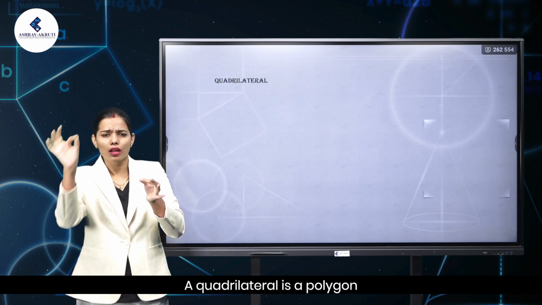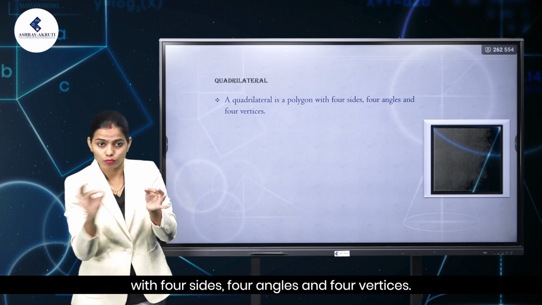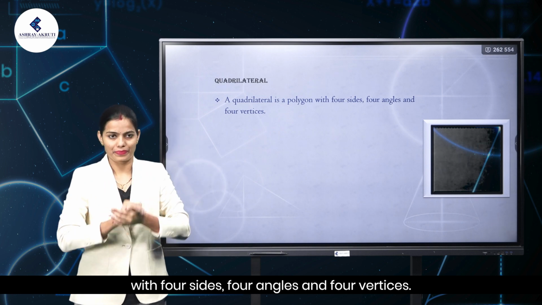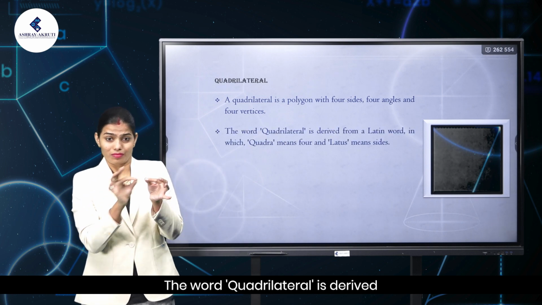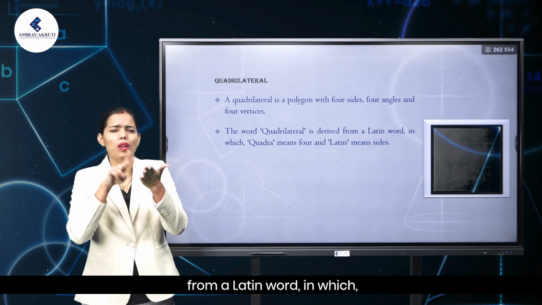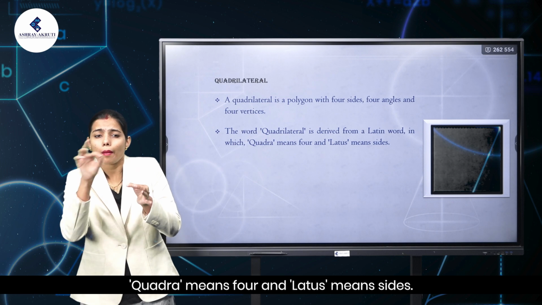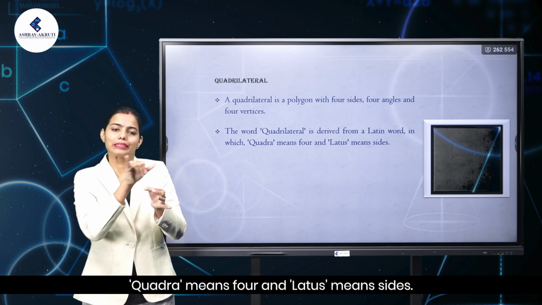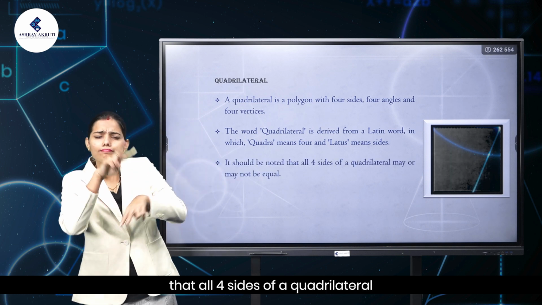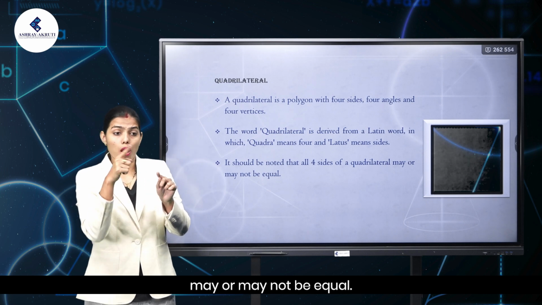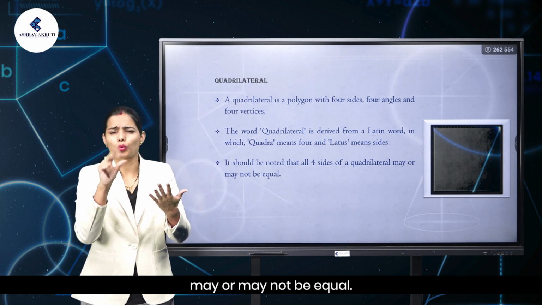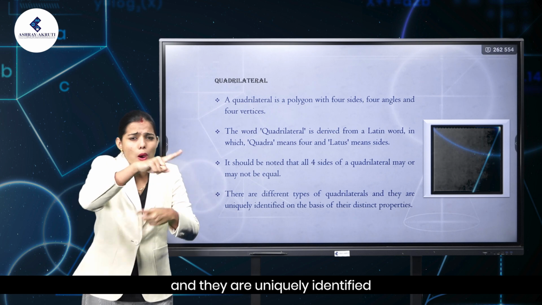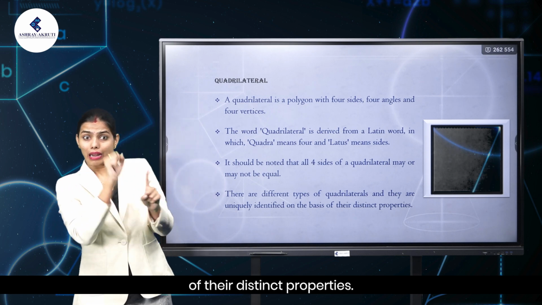Quadrilateral. A quadrilateral is a polygon with 4 sides, 4 angles and 4 vertices. The word quadrilateral is derived from Latin words in which quadra means 4 and latus means sides. It should be noted that all 4 sides of a quadrilateral may or may not be equal. There are different types of quadrilaterals and they are uniquely identified on the basis of their distinct properties.